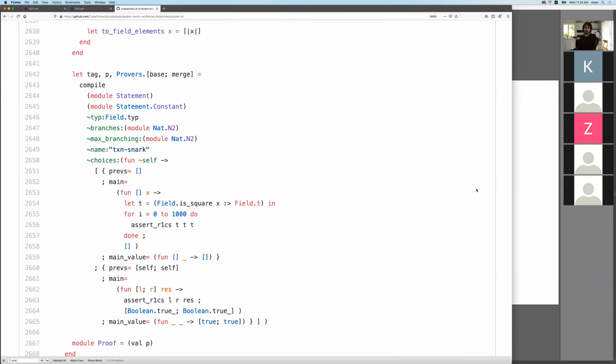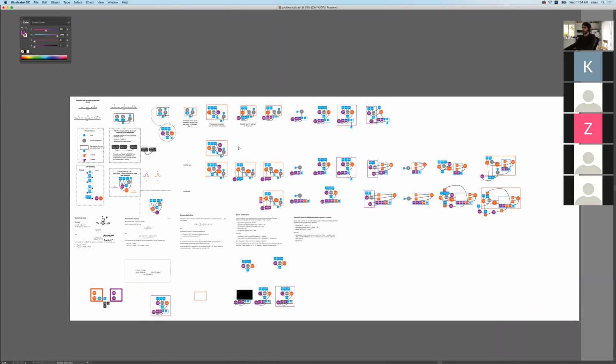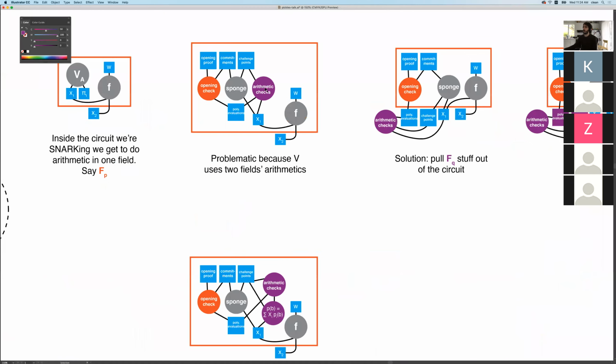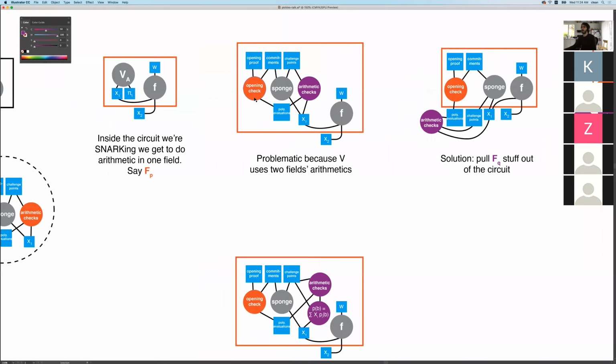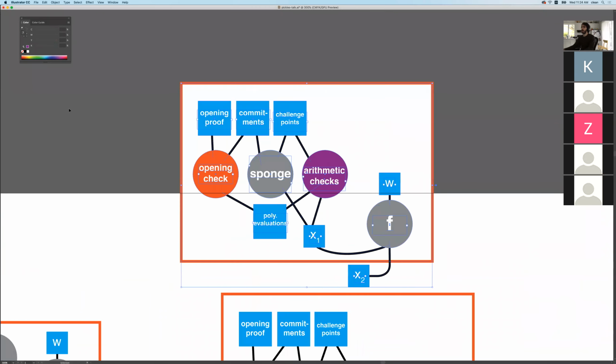I don't think you'd want to do it for the whole verifier. You definitely wouldn't want to do it for the whole verifier. For example, the opening check. If you're not using a cycle, I already drew this as if I was using a cycle, but if you're not using a cycle, the opening check is going to be the opposite field of the arithmetic that you have.